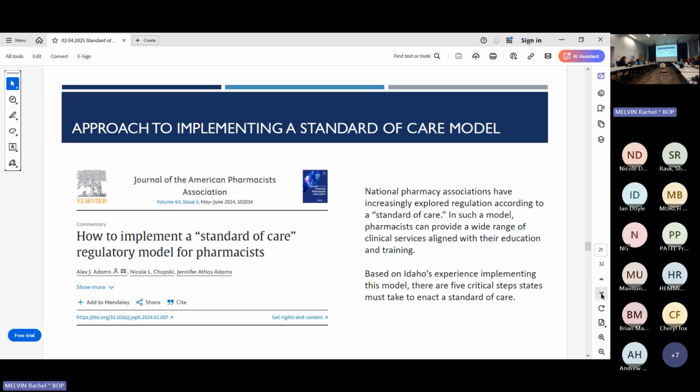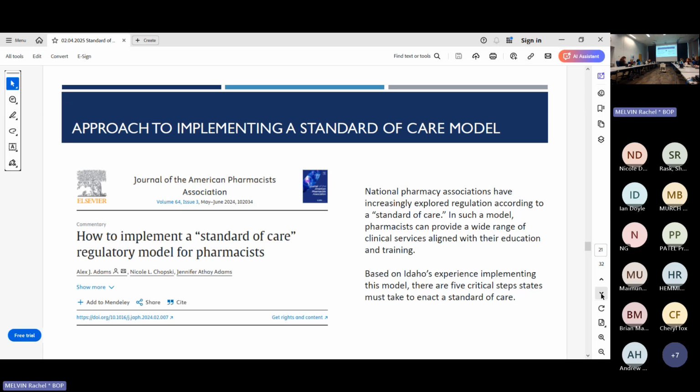Okay, all of that said, we'll move on to just a very brief overview of an approach to implementing a standard of care model. Again, the idea here is just to give you a brief overview of what sorts of changes will be necessary and what sort of timeline that might involve. So again, the Idaho Board of Pharmacy recognized that many of its laws have become outdated and disconnected from public safety, and instead stifle the emergence of new technology and practice models that could improve patient care.